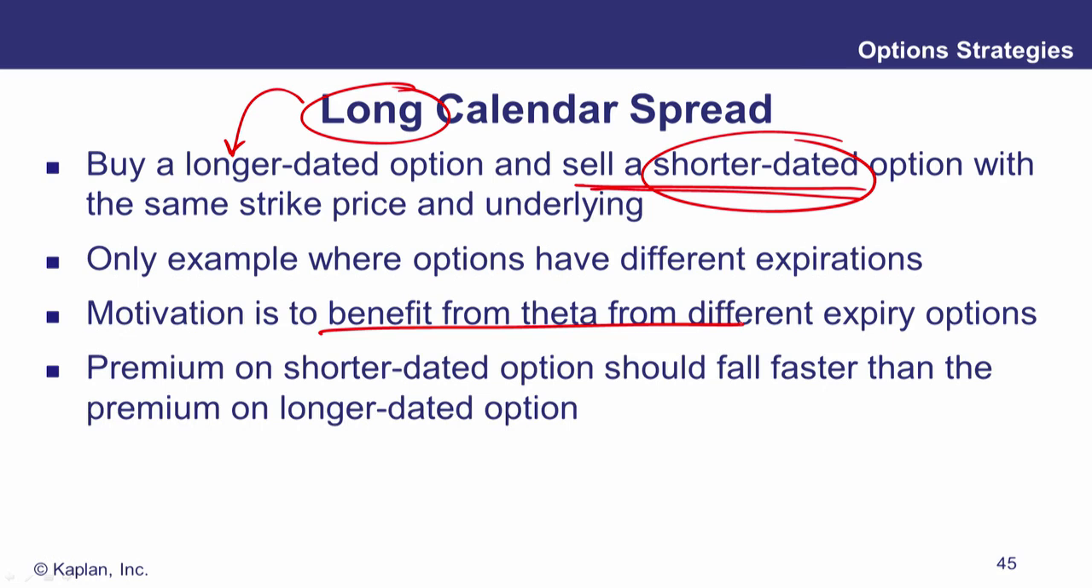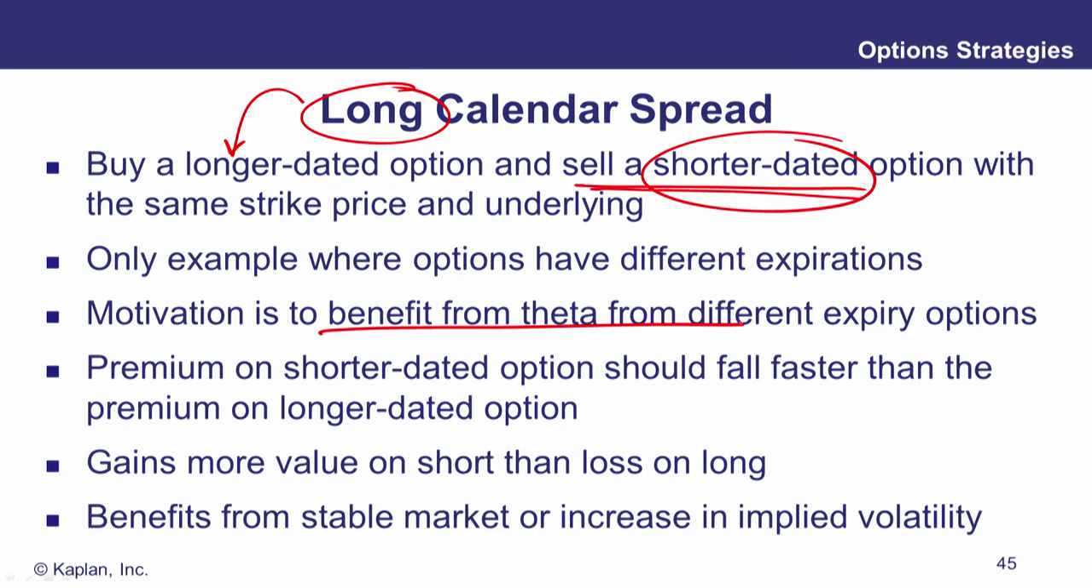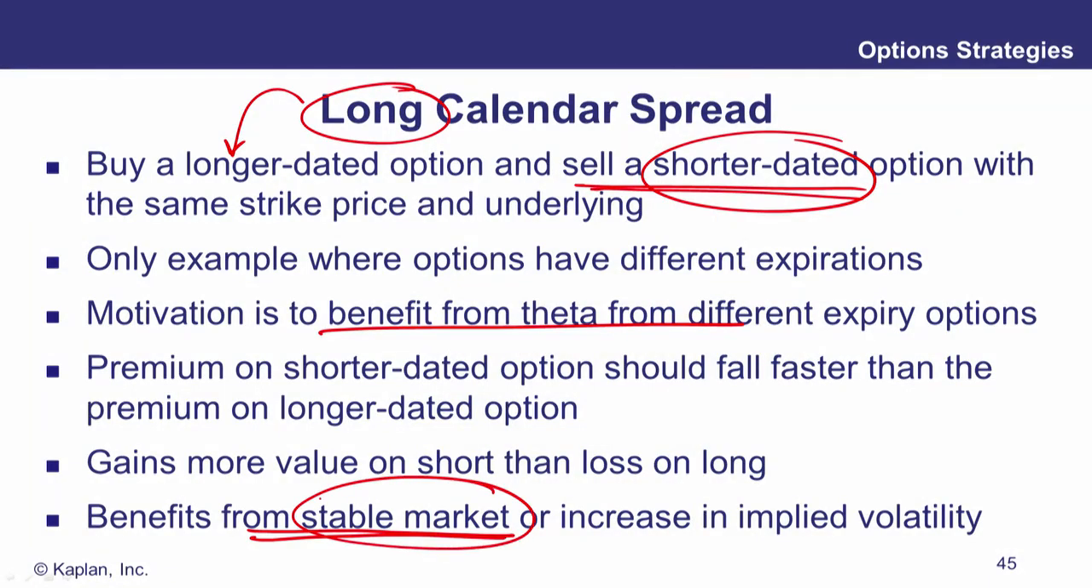The enemy of this strategy is, yes, the slides are just re-emphasizing what we've been saying. We do need a stable market here in the short term. What we don't want is real short-term volatility that causes an increase in short-term implied volatility, which causes the short-dated option to rise in value, because that's the enemy of this strategy. So we do want actual stability in the market in the short term.